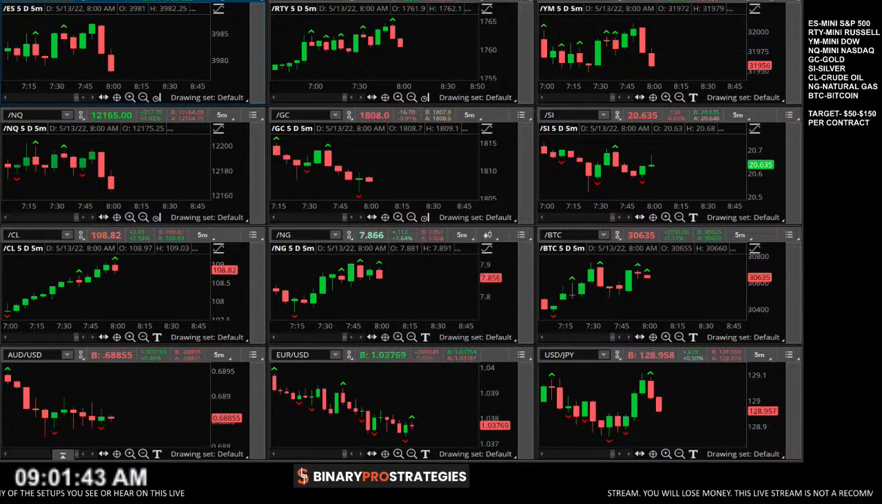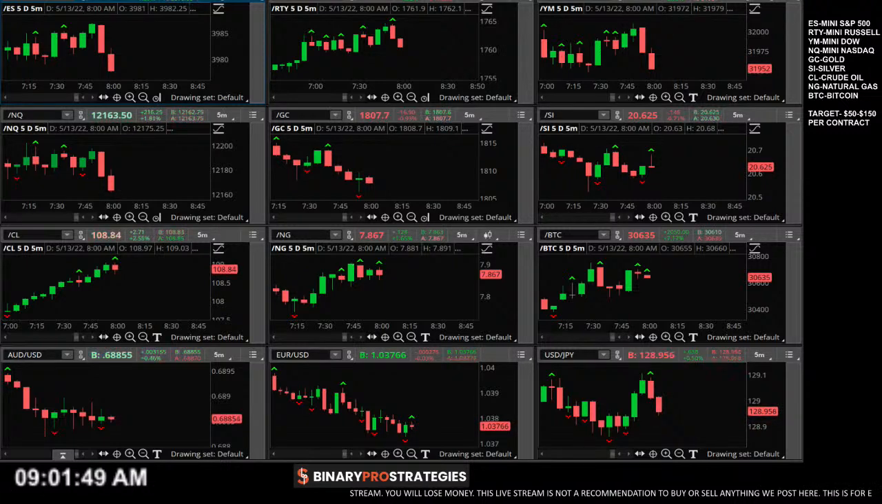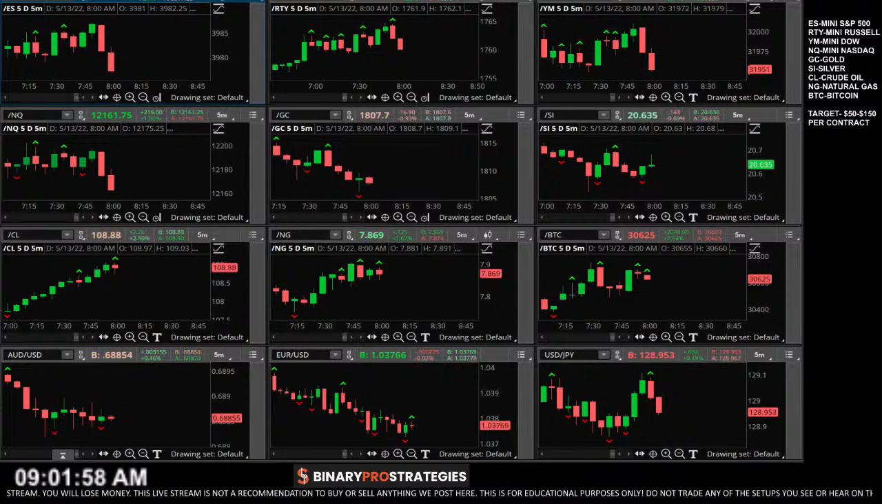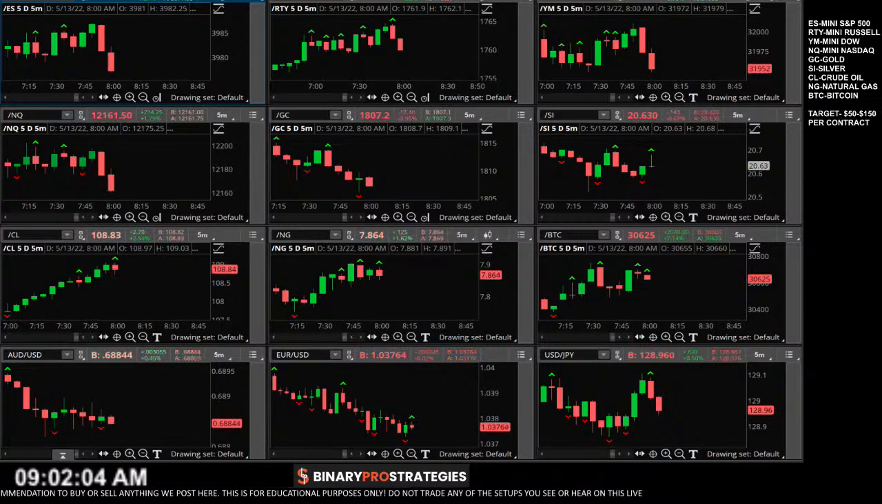For the indices and commodities, we're going to be using the Einstein formula, which is going to give us an entry, a profit target, and or reversal if we don't hit profit. And then on the currencies, we're going to be using one of 5 patterns that we teach in our core package. Those trades last no more than 5 minutes. And so right now, I am just scanning the charts, looking for initial setup. I don't see anything yet.